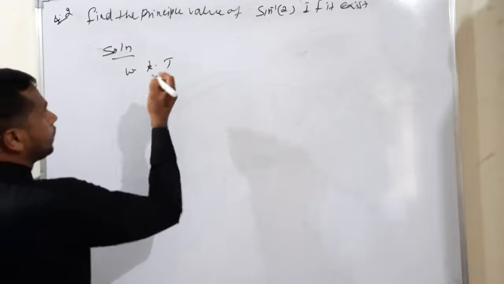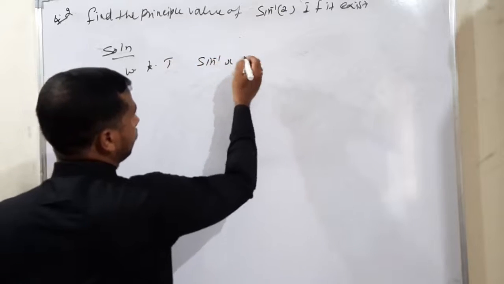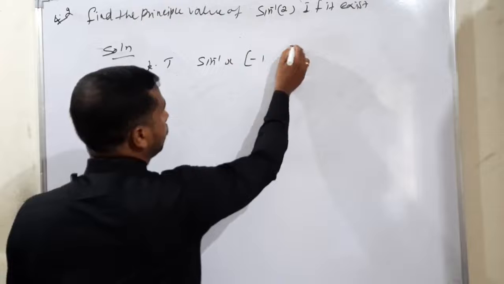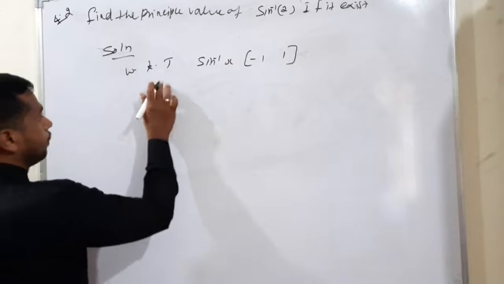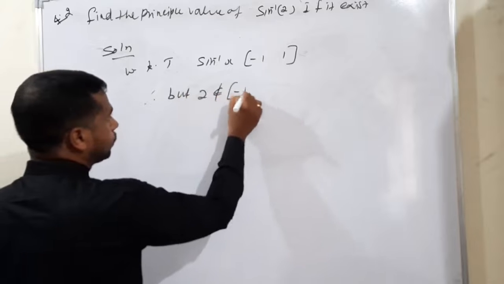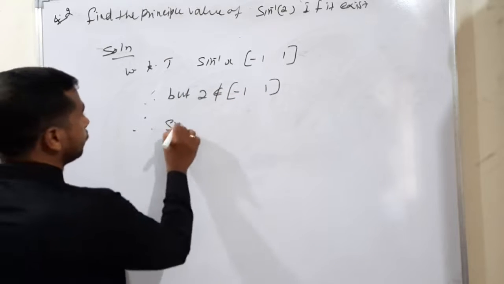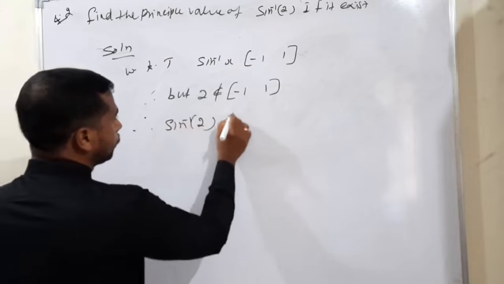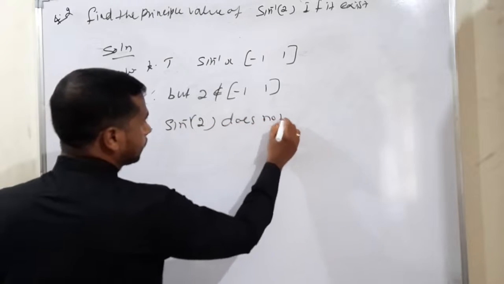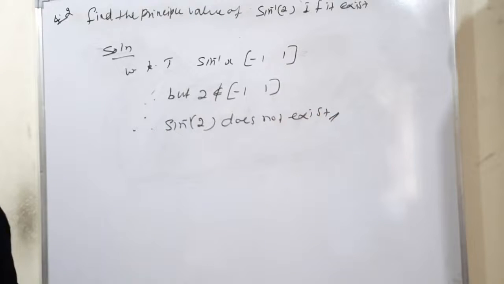We know that sine inverse x has domain minus 1 to positive 1, but 2 does not belong to minus 1 to positive 1. Therefore, sine inverse 2 does not exist. Okay, this is the answer for question number 4.2.